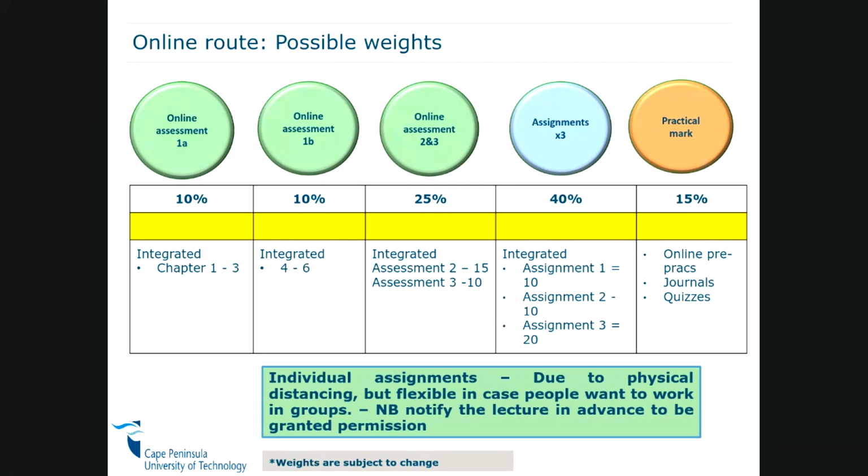So the assignments that you will do on the online route are exactly the same as for the people on a paper-based route. So you'd have assignment 1, 10%, assignment 2, 10%, and assignment 3, that will be 20%.